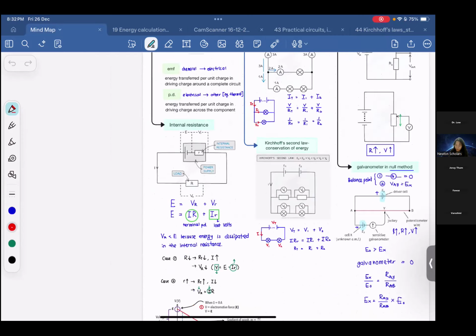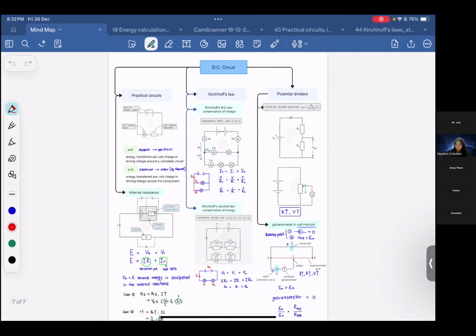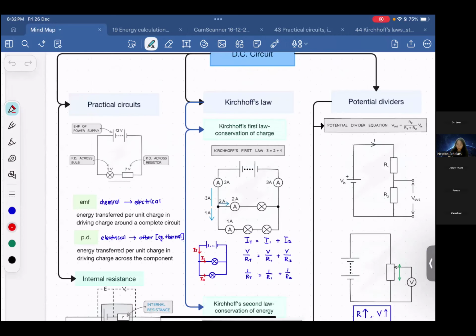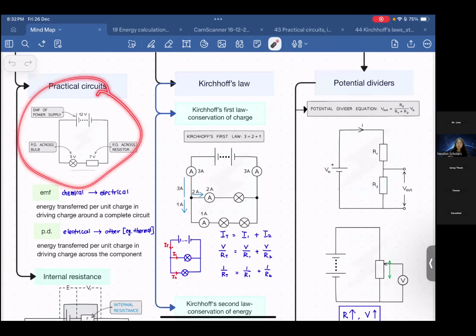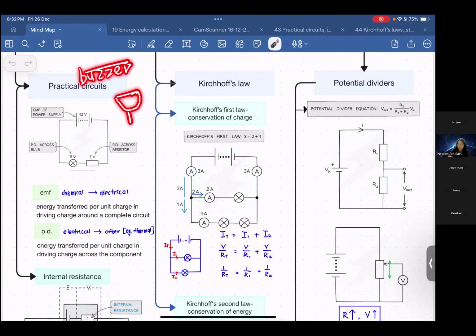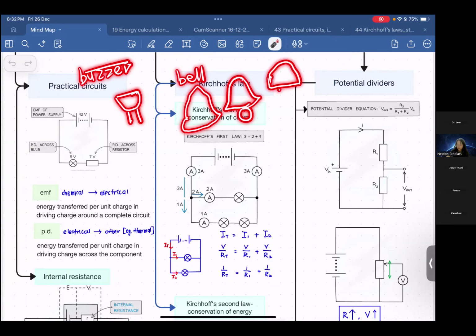Okay, so here is the part that we already learned, DC circuit. We learned some symbols. All the symbols you have to know. What is the symbol for buzzer? Last time I already told you, buzzer. Here, you see horizontal, so buzzer will be like this. If bell, the shape of bell is something like this, right? So in the symbol, it should be like this.